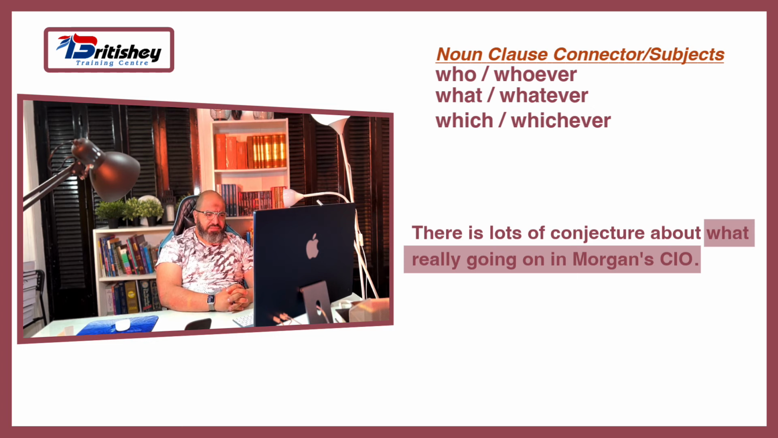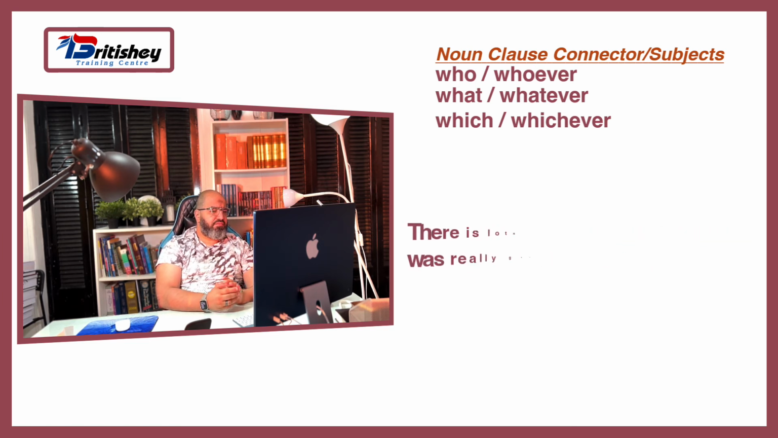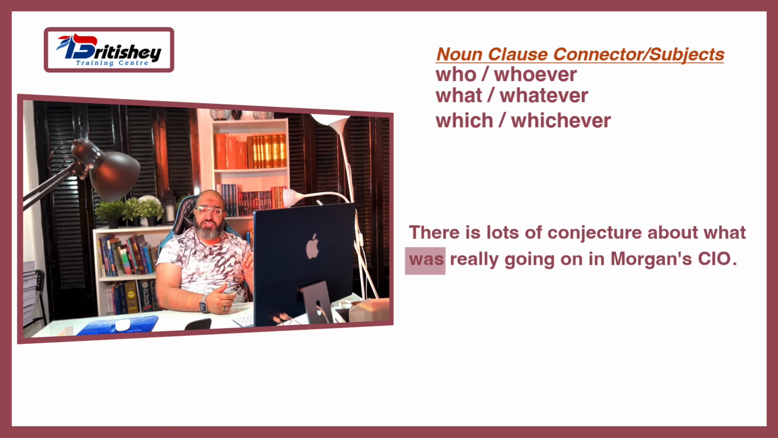So, let's see. So we've got what? That's a connector and subject. Fair enough. Now, after the connector and subject, we're looking for a verb. Going on. That cannot be a verb. That's a present participle. And as we said in previous episodes, present participles cannot be subjects on their own. They need kind of a verb to be before them. And that's why this is incorrect, because the noun clause is missing a verb. Now, the correct answer is, there's lots of conjecture about what was really going on in Morgan's CIO.